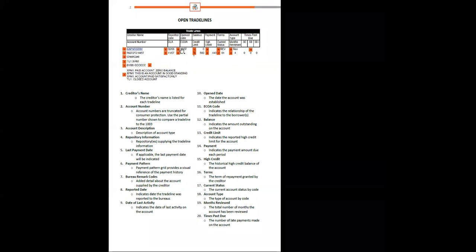And then you see up here the open date, which is when they actually opened the trade line, on number 10. That's when it was established. That's when somebody ran your credit and opened that trade line.